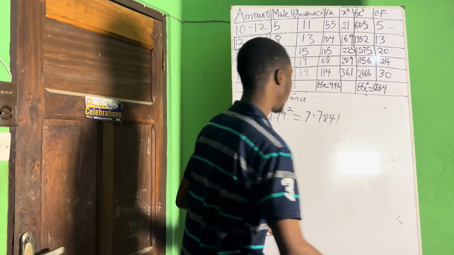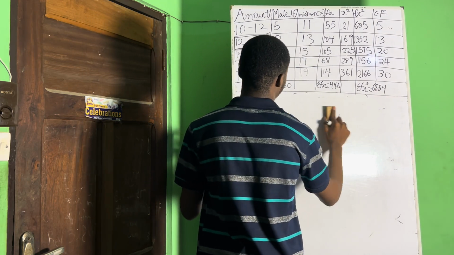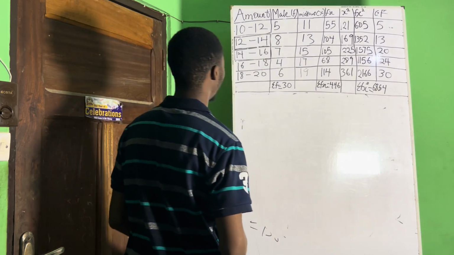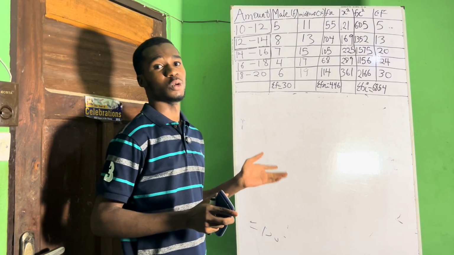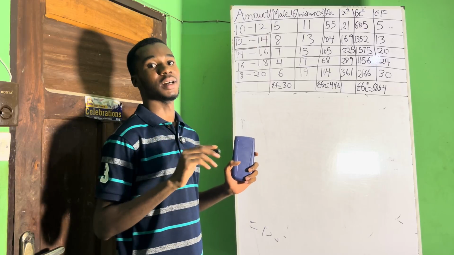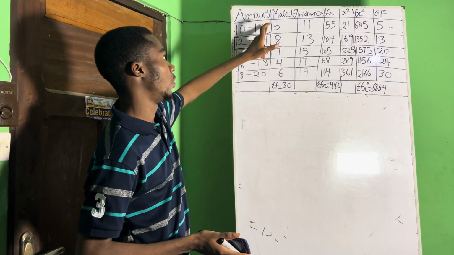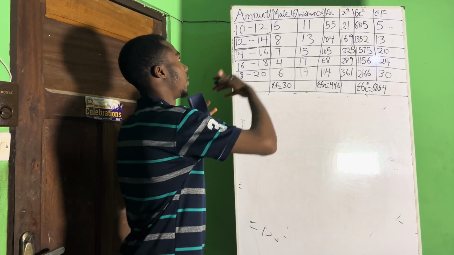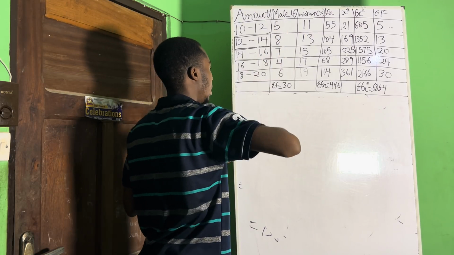All right, then what else can they ask you to find? Okay, they can also ask you to find the range. Now, the range is the upper limit minus the lower limit, or the highest upper limit minus the lowest lower limit. You get it? So these are the upper limits: 12, 14, 16, 18, 20. The ones at the right: 12, 14, 16, 18, 20. So the highest one is 20.